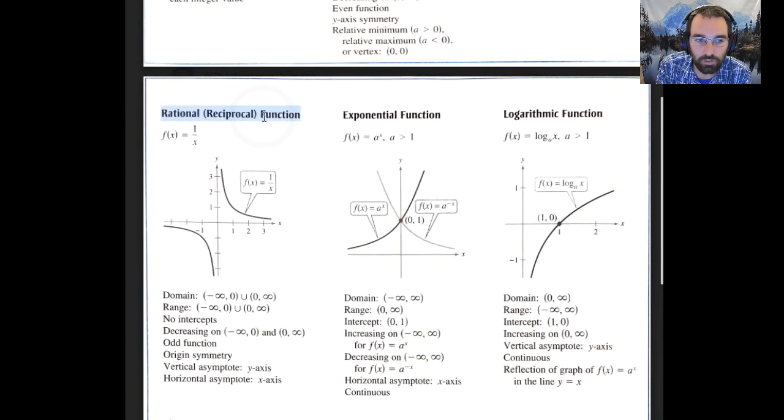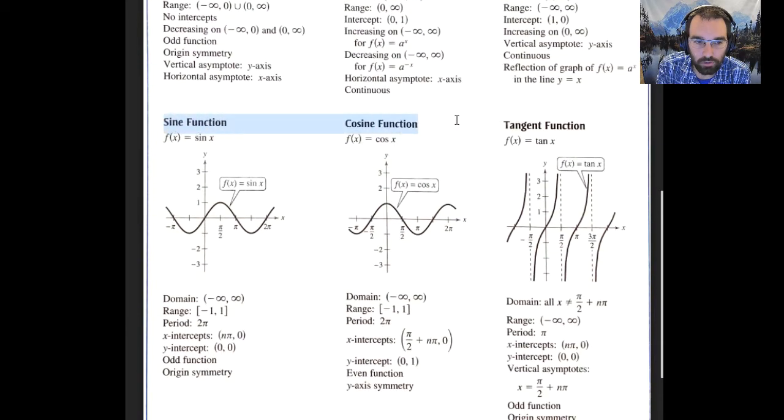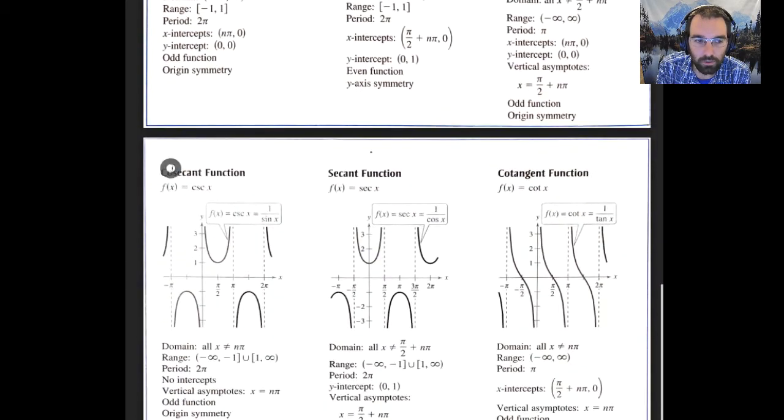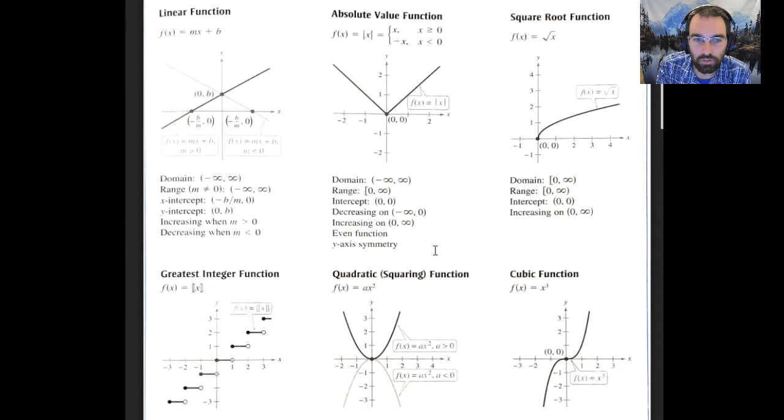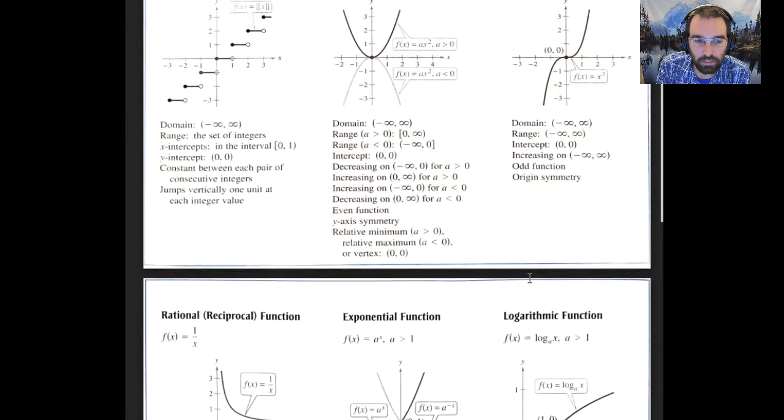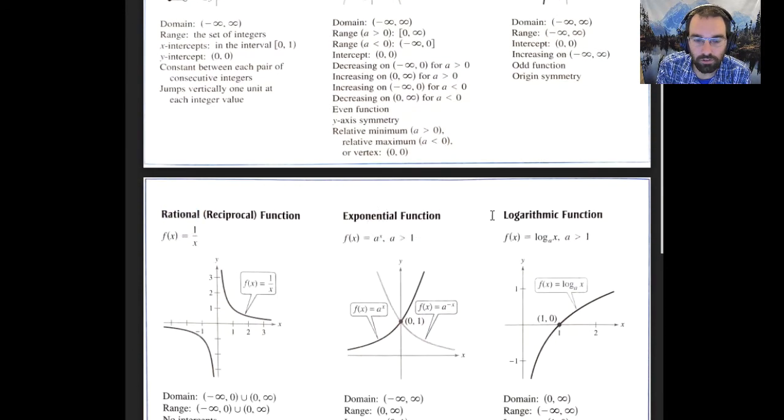You do need to know the rational or reciprocal function. I'm never going to call it the reciprocal function, I'm always going to call it the rational function. You need to know exponential, and you should know logarithmic, though we are going to do logs a little bit later. We are also going to do sine, cosine, and tangent later, and cosecant, secant, and cotangent, those are the reciprocals, and then the inverses as well. But for right now, all you need to know is linear, absolute, square root, quadratic, cubic, rational, exponential, and you really should know logs.